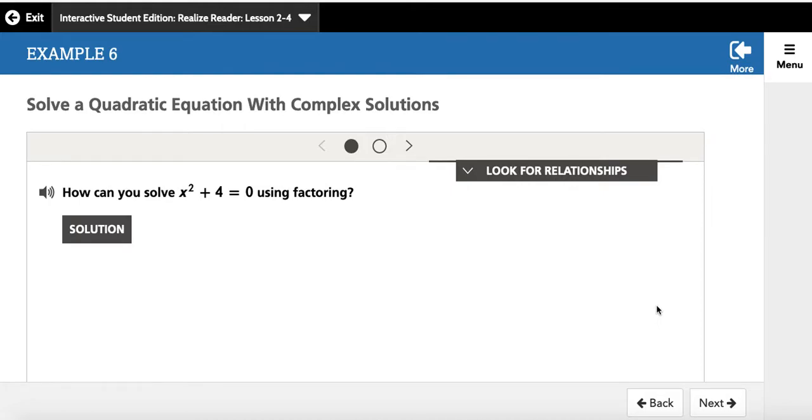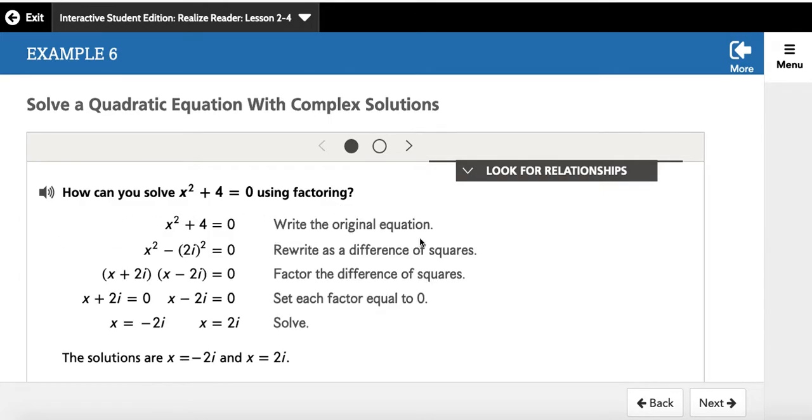Okay, Algebra 2 students, this is a video for example 6 for section 2.4. Solve a quadratic equation with complex solutions. How can you solve x squared plus 4 equals 0 using factoring?